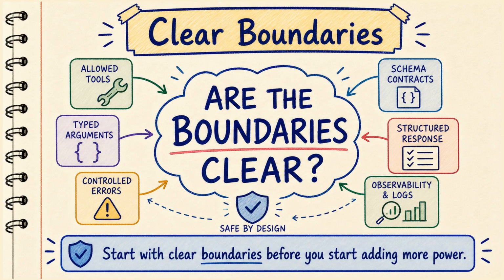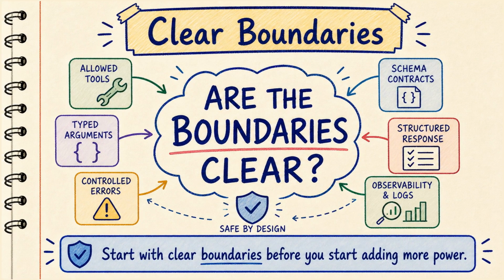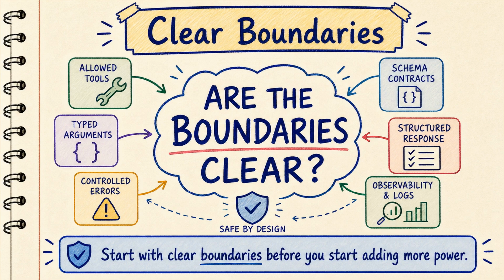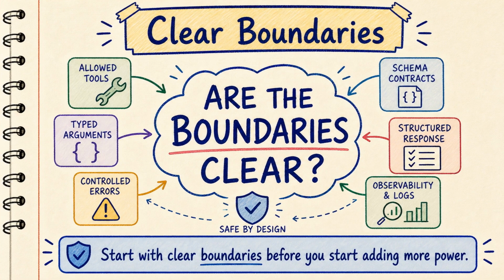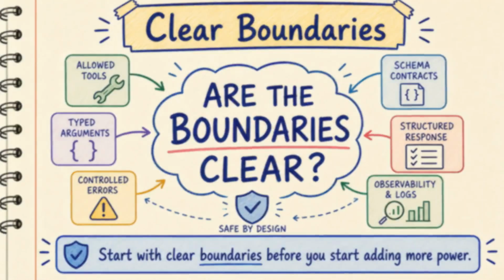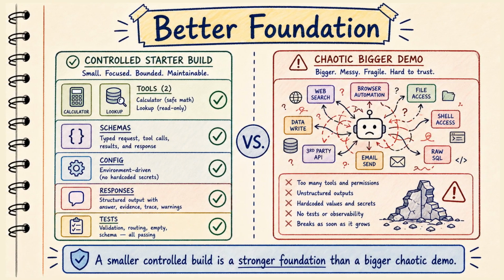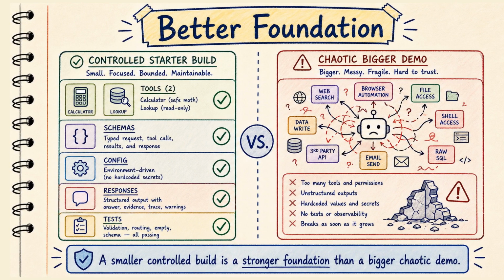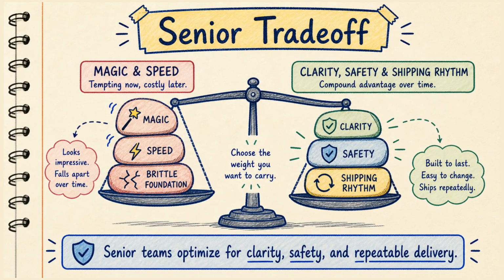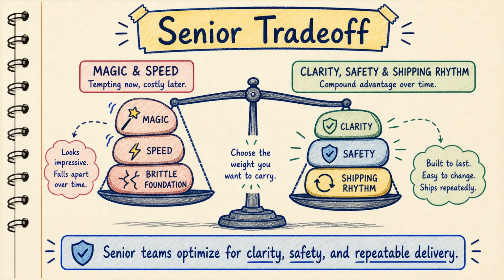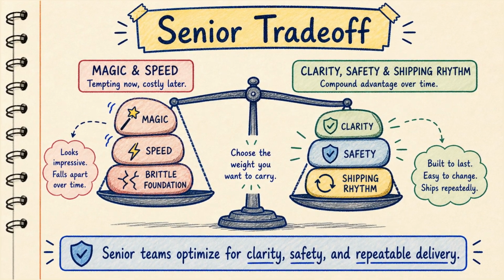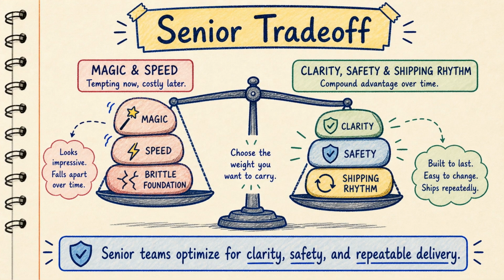So if you are building your first AI agent in Python, do not start by asking how many tools you can bolt on. Start by asking whether the boundaries are clear. A small agent with 2 safe tools, typed schemas, environment-based config, structured responses, and tests is a far better foundation than a bigger demo with no controls. That is the engineering trade-off senior teams make all the time. We do not optimize first for maximum magic. We optimize for clarity, safety, and the ability to keep shipping.